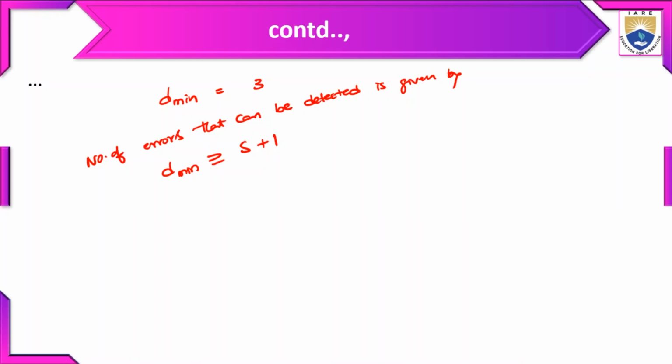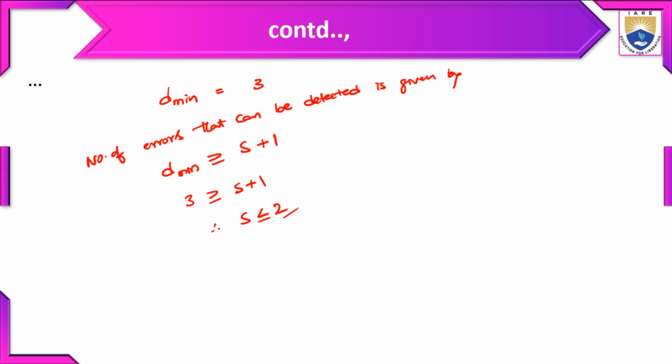Okay. So from this, my D minimum is 3. So 3 greater than or equal to S plus 1. So what is S? Therefore, S less than or equal to 2. So that means we can detect 2 errors only. Here we can detect only 2 errors.